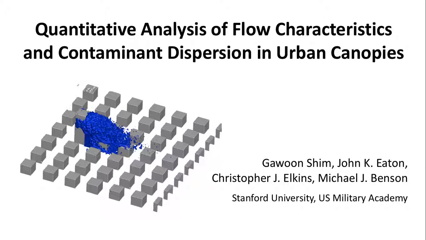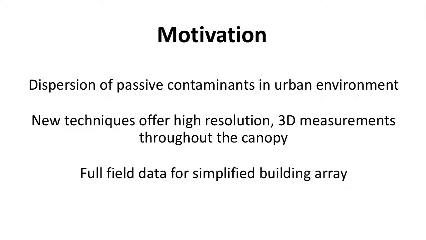Today I'll be presenting the quantitative analysis of flow characteristics and contaminant dispersion in urban canopies. The motivation of this research was to see how passive contaminants in the urban environment disperse, for example, contaminant within a crowded city. The new techniques that we use, such as the MRI measurement techniques, offered high-resolution 3D measurements of the velocity throughout the canopy.